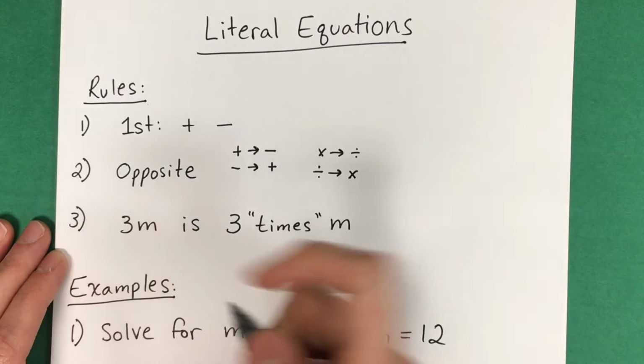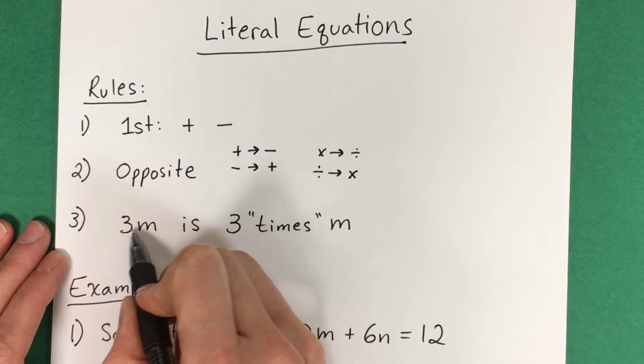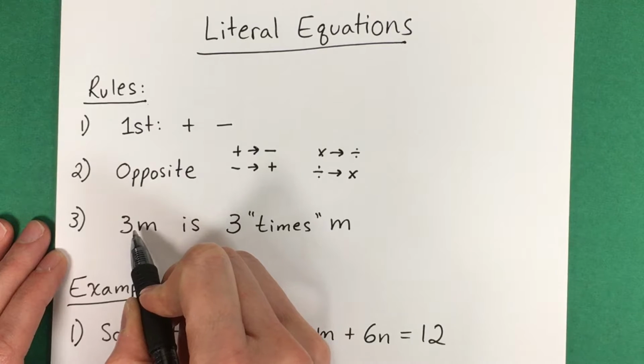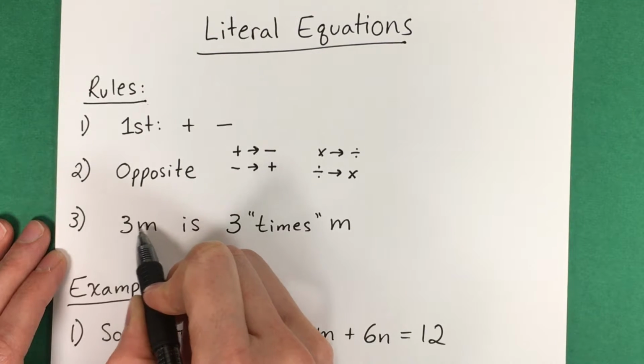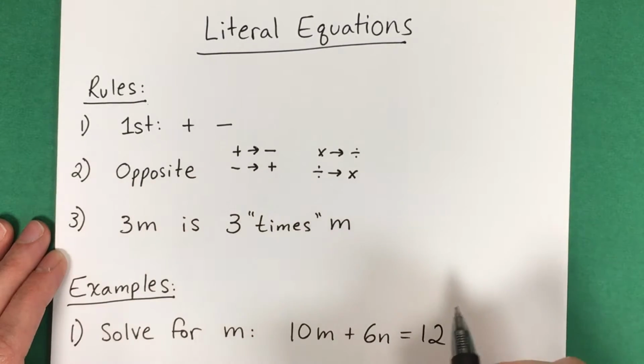The third rule is if there's no sign in the middle, if you have a number and a letter directly next to each other, it's multiplication. So this is 3m or 3 times m. So this is multiplication there.